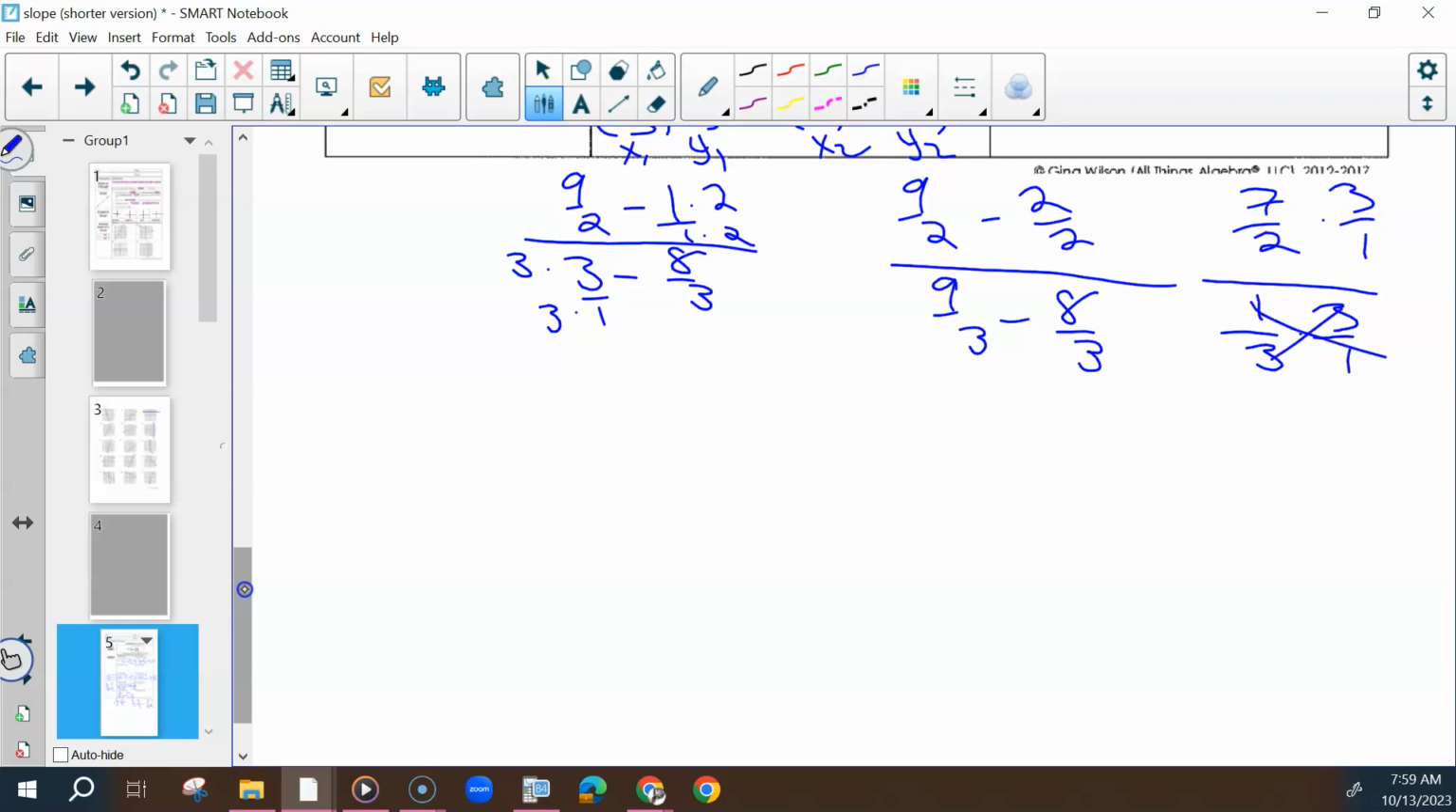So what would be our final fraction? 21 over 2. That means if I went up 21 and over 2, I'd end up at another point. And keep going.